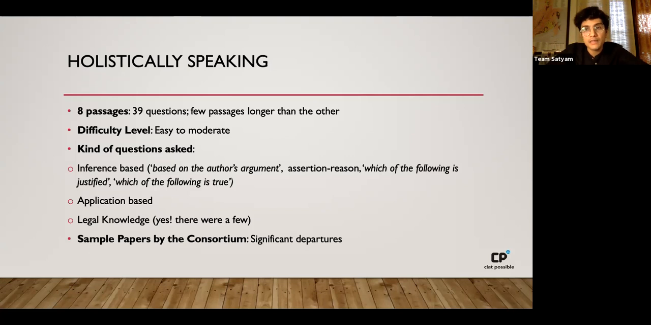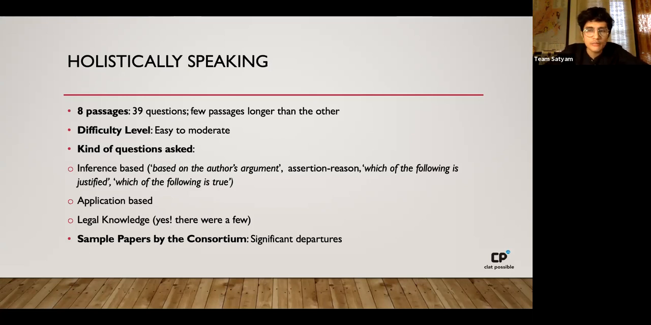So it was not only application-based questions, or there were not only application-based options, but also something of this nature. Assertion-reasoning used to be a very popular question that used to be asked in the NLU Delhi paper or the AILET. There was a question of that nature in this paper also. Then something like "which of the following is justified," "which of the following is true." So all of these questions required you to not only apply legal provisions, but also apply your reasoning skills in order to arrive at an answer on the basis of what has been argued in the passage presented to you.